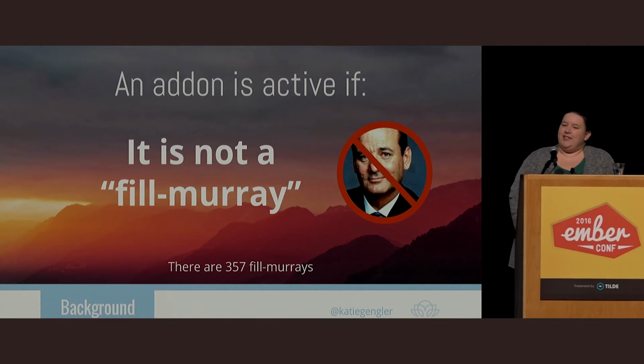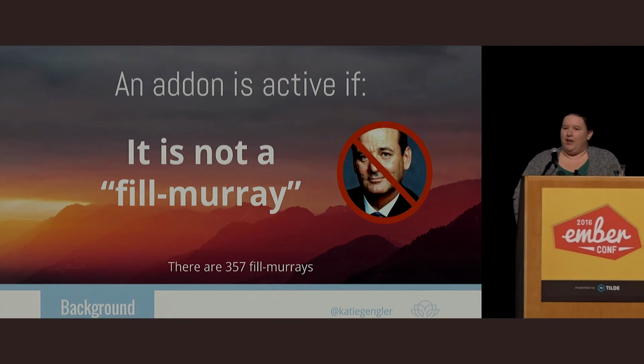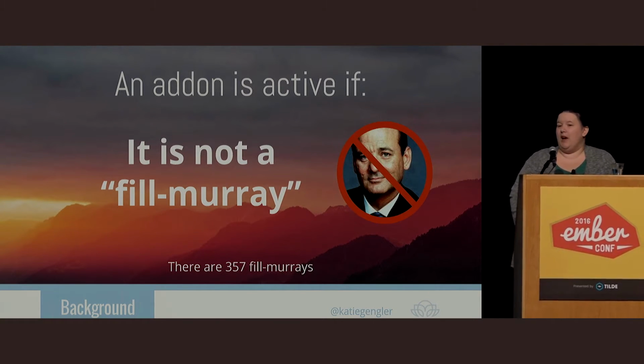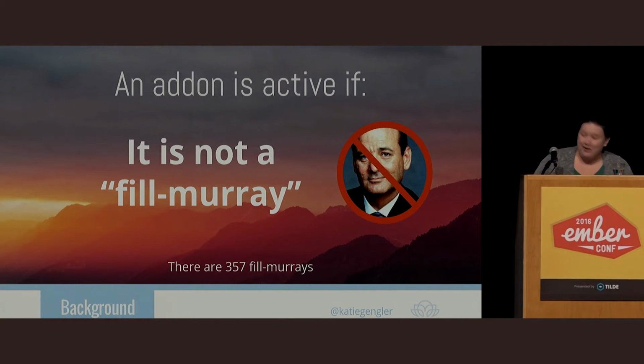An add-on is active if it's not a filmery. If any of you have used Adolfo Builes's excellent book, Ember CLI 101, you may have created one of these add-ons. It takes you through creating an add-on that is a filmery, which just fills in image placeholders with Bill Murray. There are currently 357 of these. So a lot of people are working through that book. That's very encouraging to see, but as a community, we don't really need more than one filmery add-on to use.